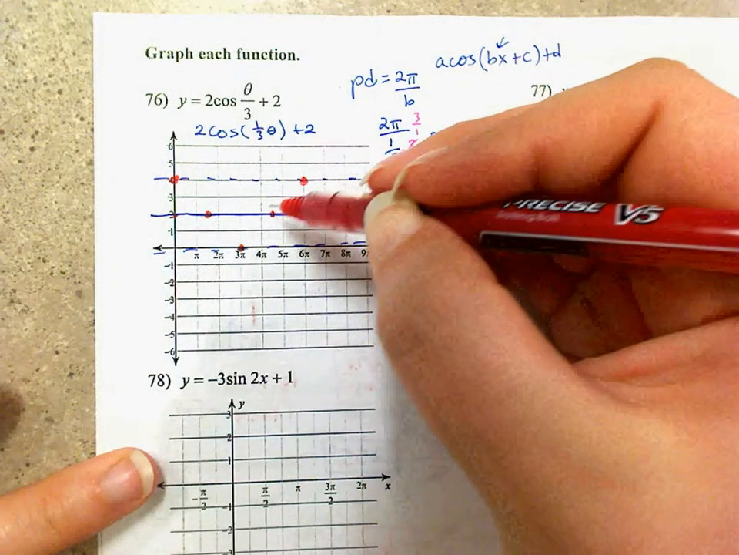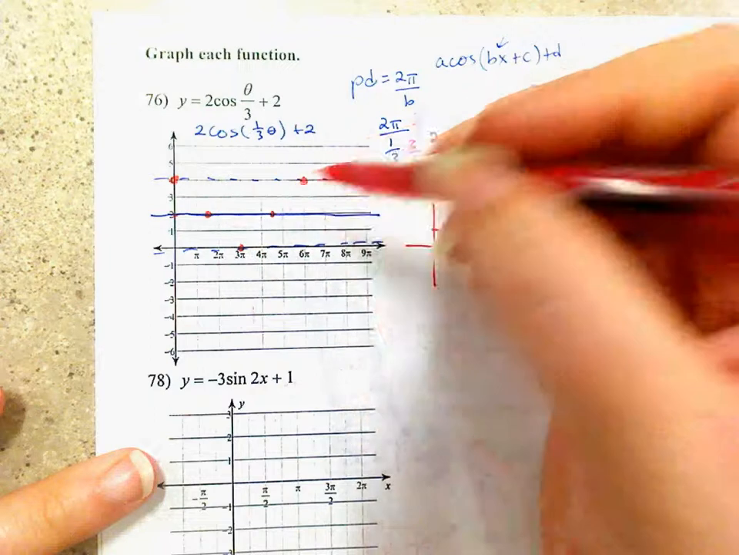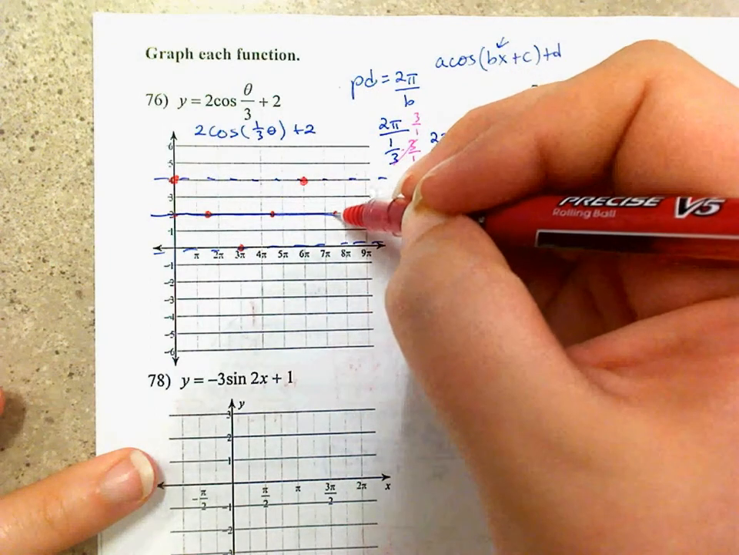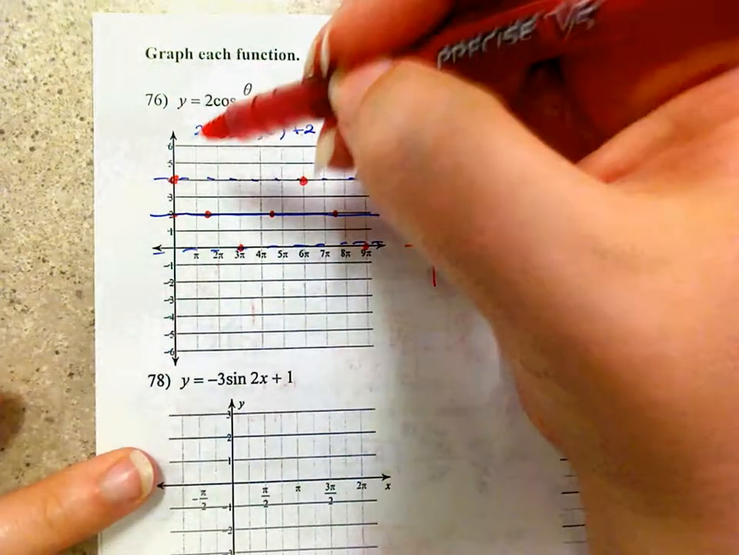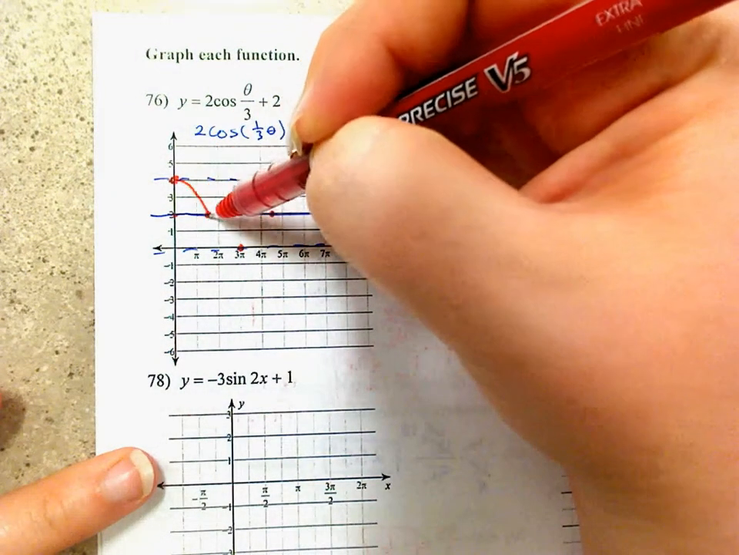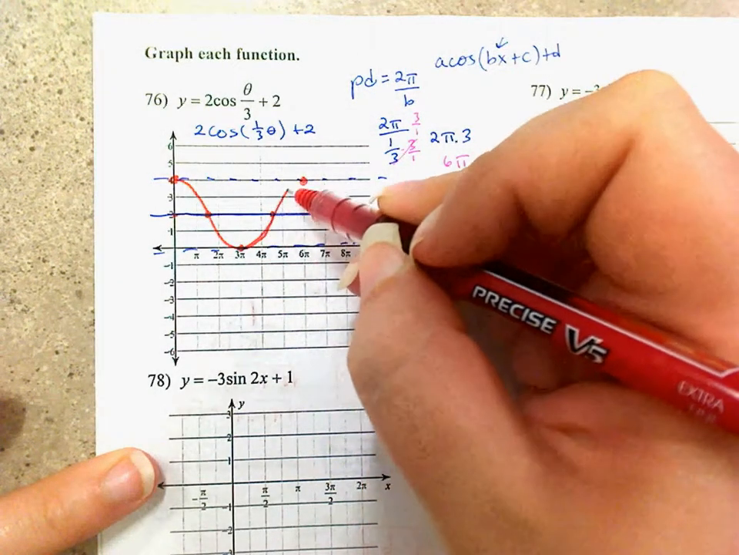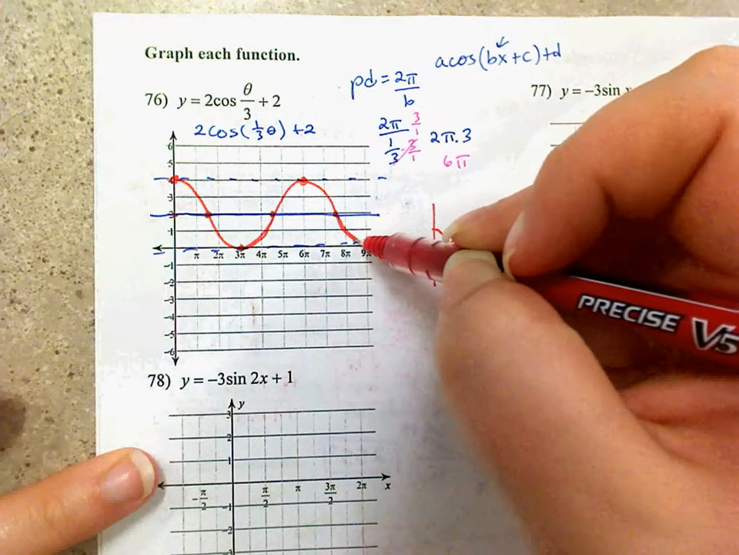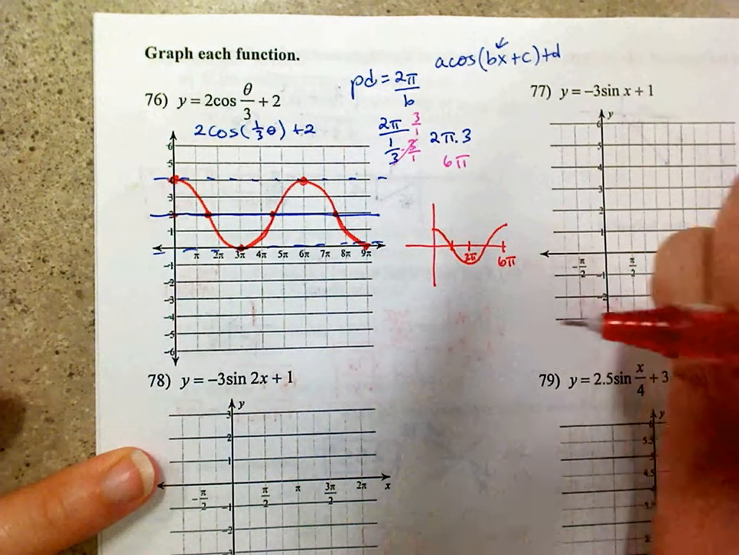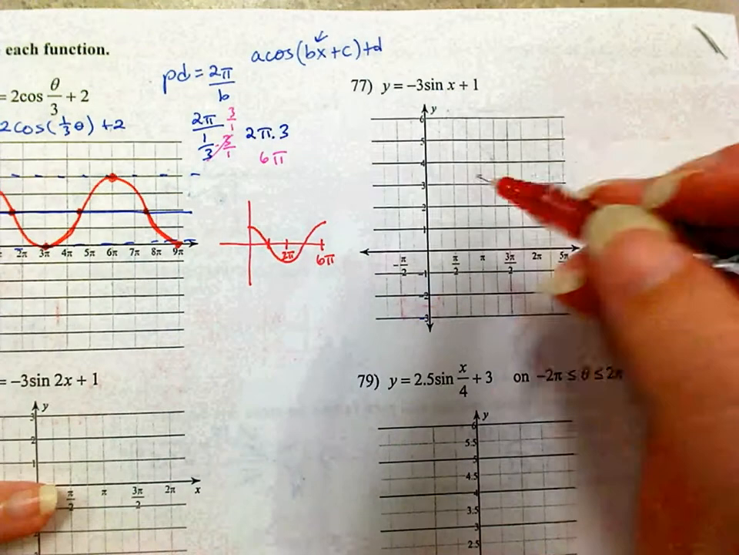And at 9 pi, I need to be back at the base. Okay, so there's that one. Now let's grab this one. We shift up 1, and then we have an amplitude of 3.